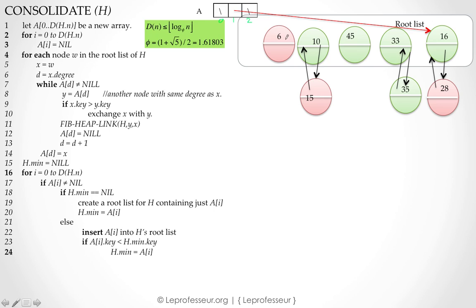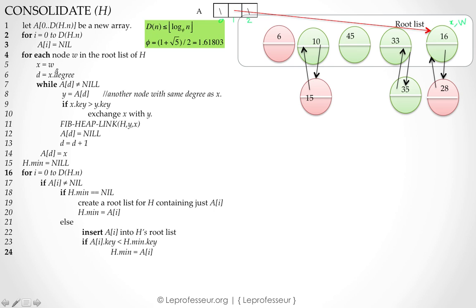Now at line number 4, for each node w in the root list, meaning each node 6, 10, 45, 33, 16, for all these 5 nodes, we want to execute lines 5 to 14. So x equal to w means we are making a pointer, so we have x. Let's start with 16.